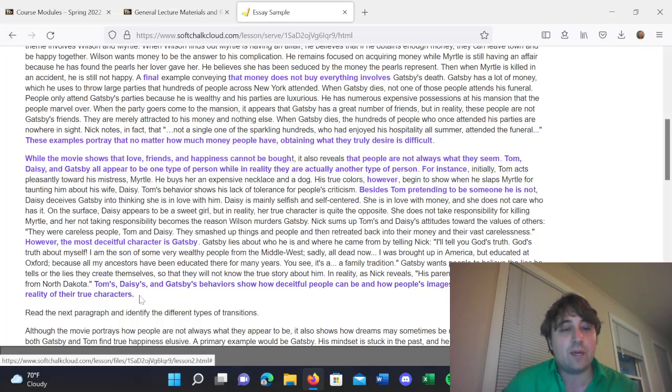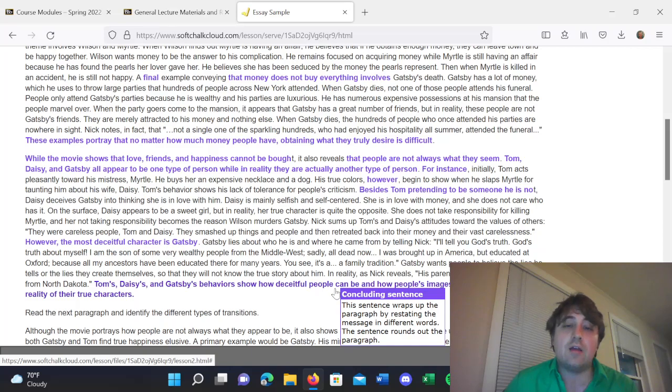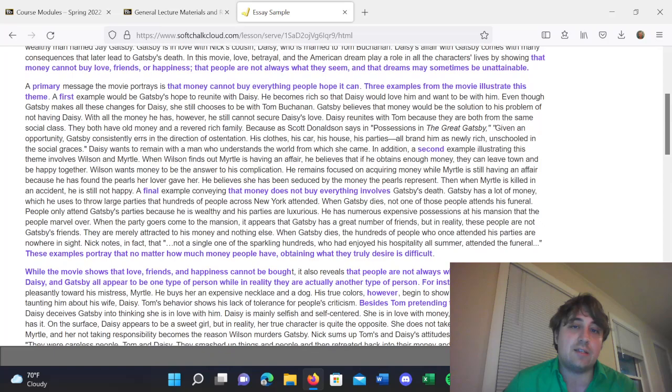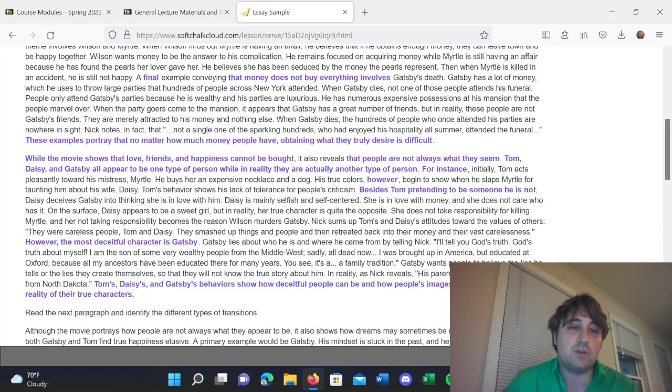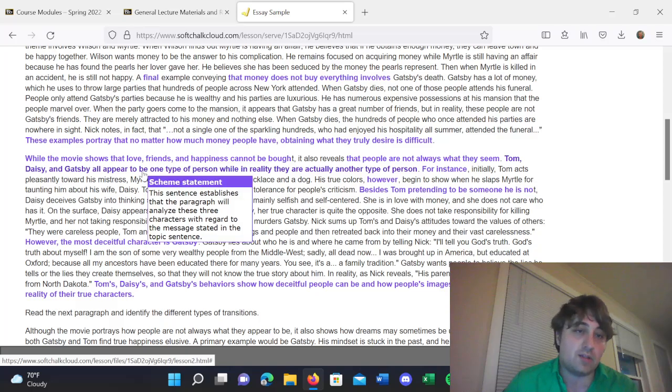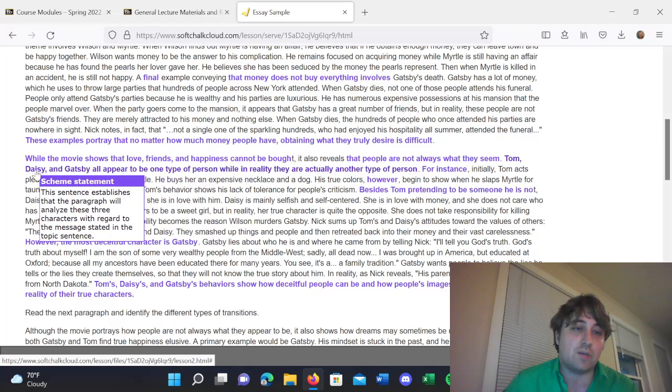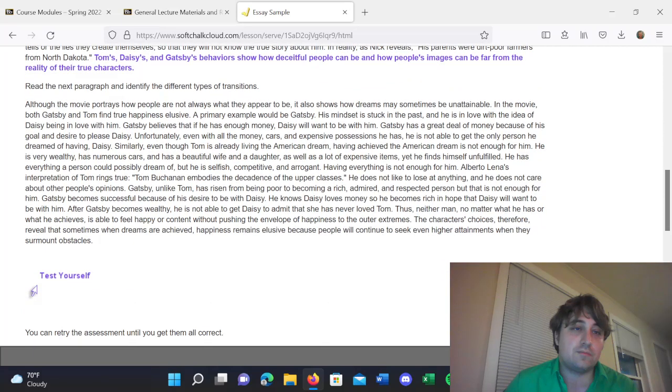And then down here, we once again have Tom, Daisy's, Gatsby's behaviors show how deceitful people can be and how people's images can be far from the reality of their true characters. This ties it back to the thesis. It also ties it up to this topic sentence at the beginning, because we're talking about these characters. And then here we have a paragraph that you could test yourself on. You could identify topic sentences, concluding sentences, and transitions.